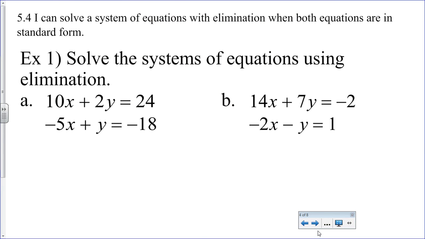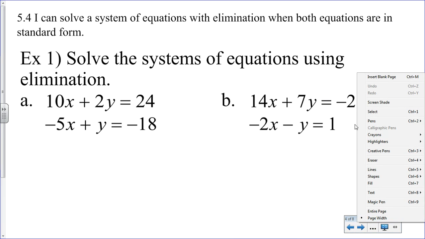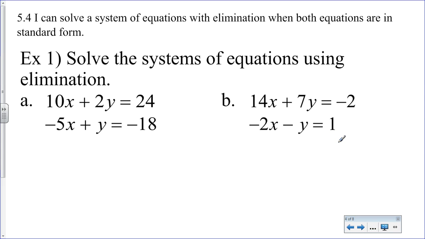So let's go ahead and get right into this. There are a couple cases. Sometimes you have to multiply one equation. Sometimes you have to multiply both equations. So when you look at these, you really need to look closely to decide, kind of like you would with the common denominator, what number do both my coefficients go into?